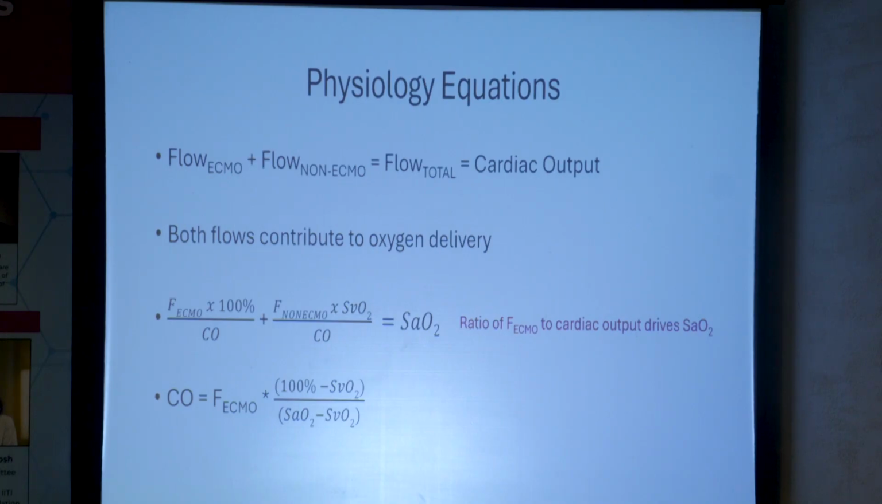You can think of this mathematically, if you're more mathematically inclined, as you have two flows, an ECMO flow and a non-ECMO flow, that sum to your total flow or your cardiac output. Both of those contribute to oxygen delivery. The ECMO flow is more effective with oxygen delivery because it's 100% saturated. The non-ECMO flow is less effective because it's venous saturated at a minimum, and maybe more saturated if the lungs contribute. And your peripheral arterial saturation is going to be the weighted average based on how much of the flow, relative to the cardiac output, is going through each of those circulations.